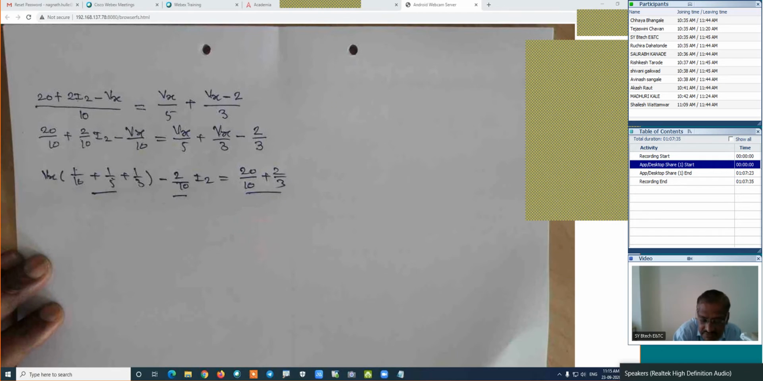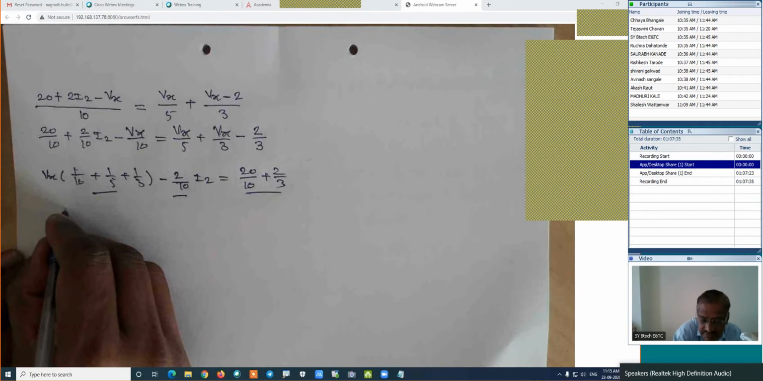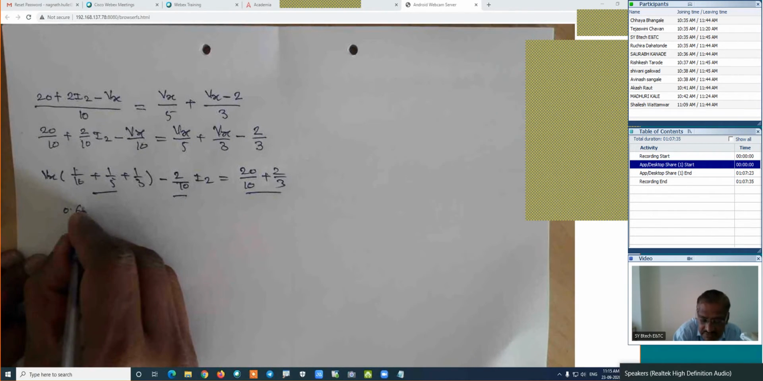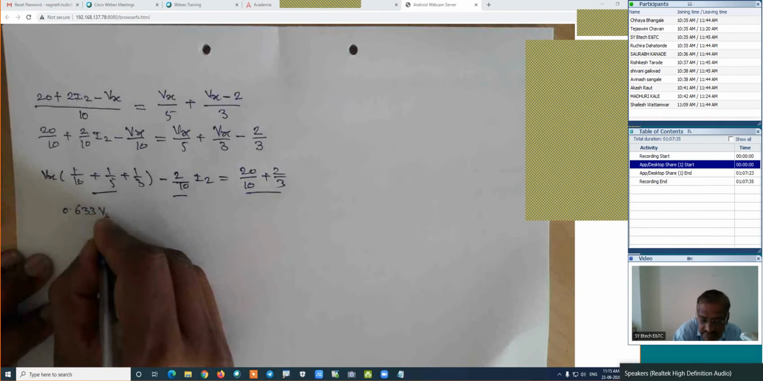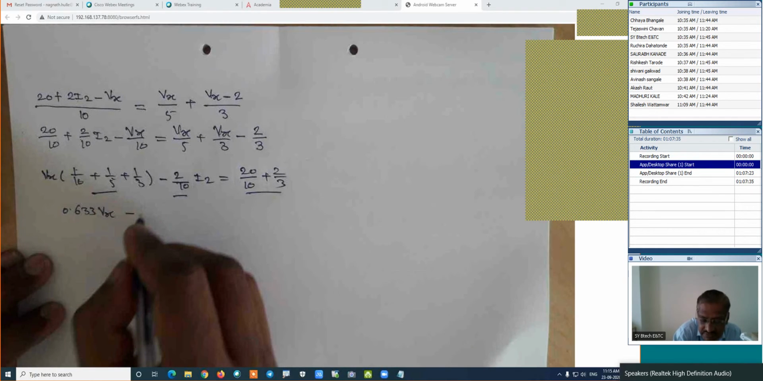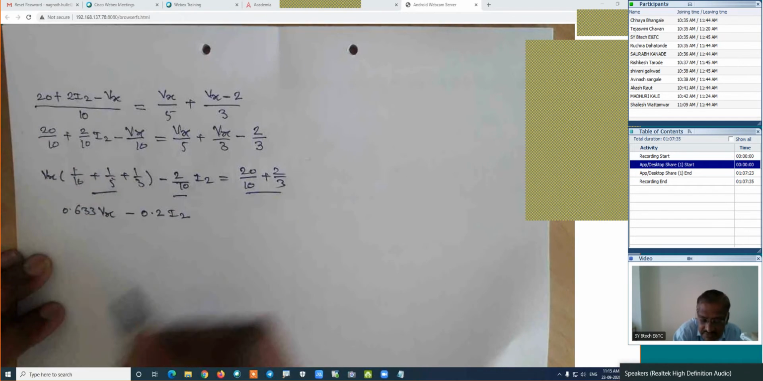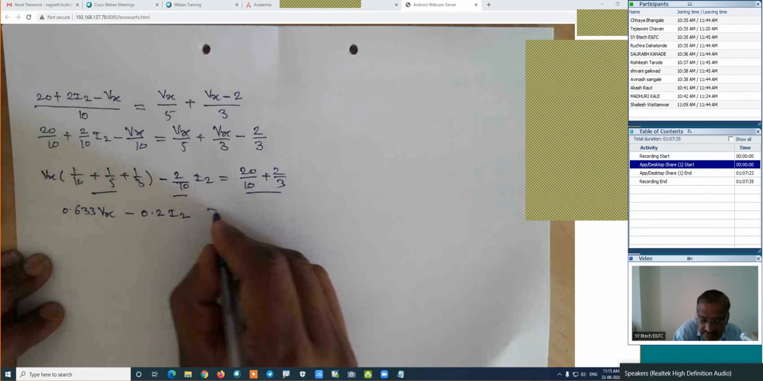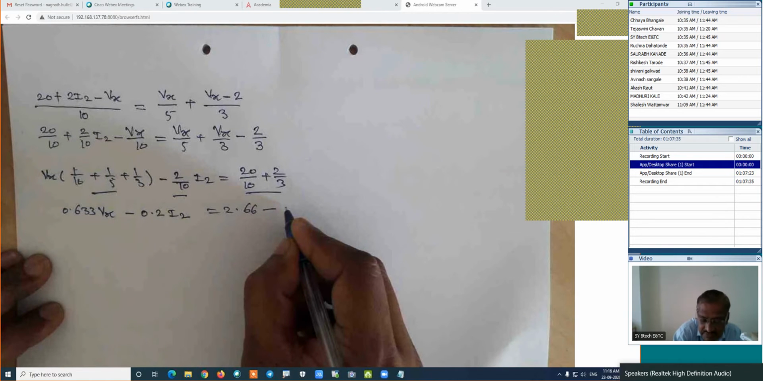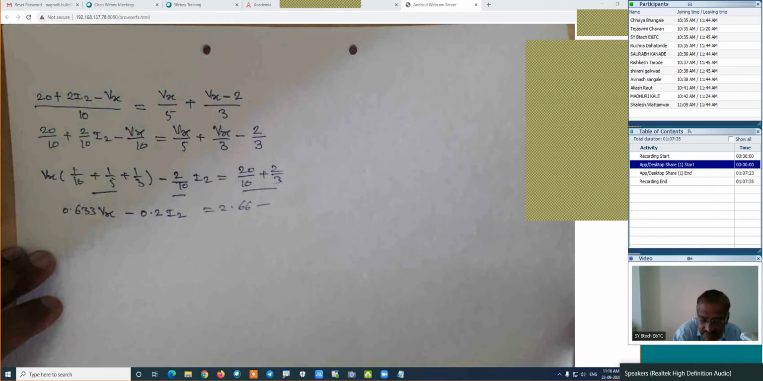0.633 Vx. Yes. Minus 0.2 I2 equal to 2.66. It is 2.66. This is the equation number, I guess. How much is the equation? I guess 1. First equation.